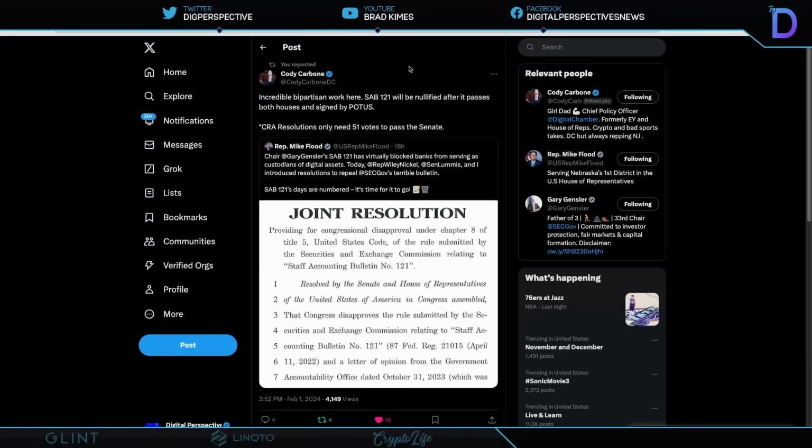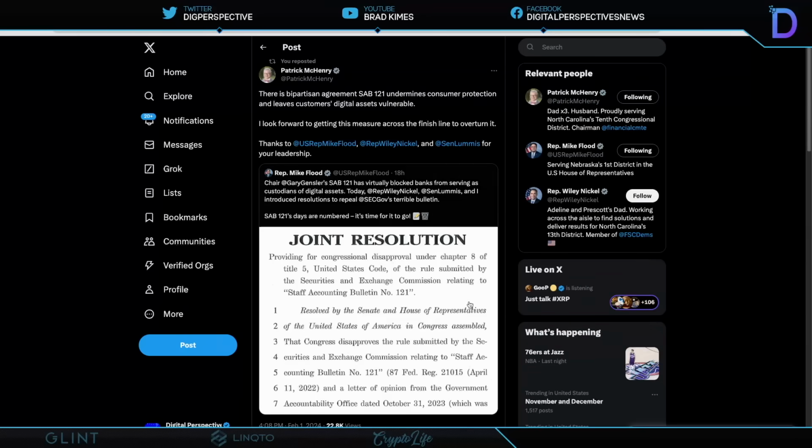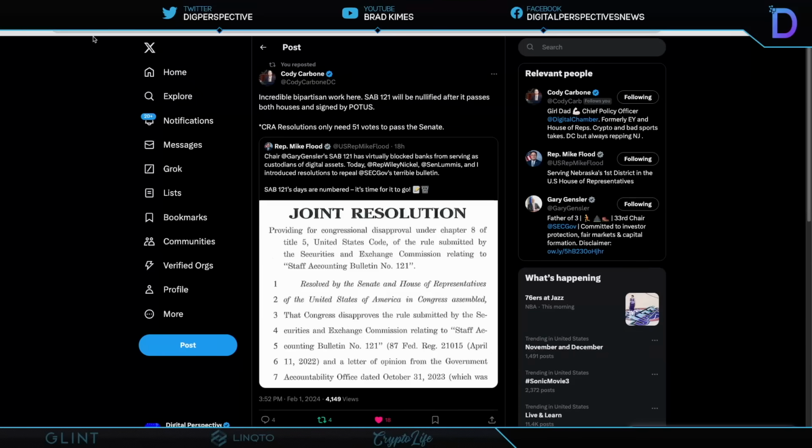CRA resolutions only need 51 votes to pass the Senate. And this is important because we know that there was a feature in here that if you had $100, they were forcing the banks to hold $100 of something else on the books, outside of the assets that you had. And that's why it was not attractive to the banks. But now that's going to be gone. So now you're opening up banks to custody.